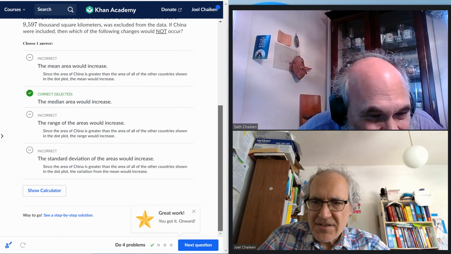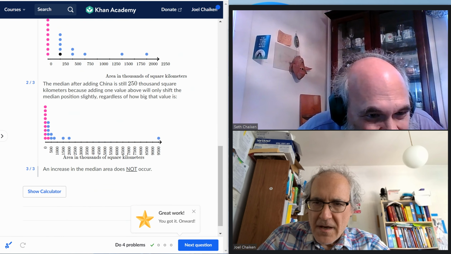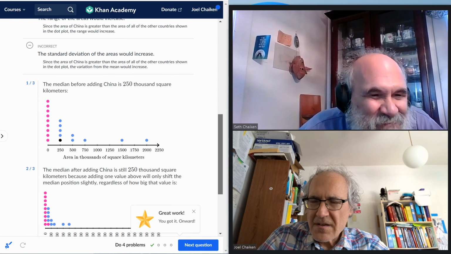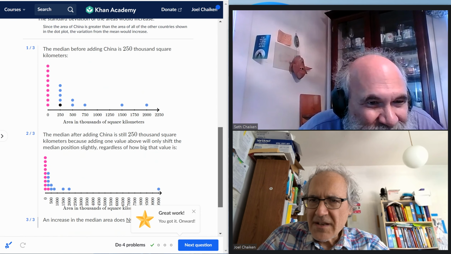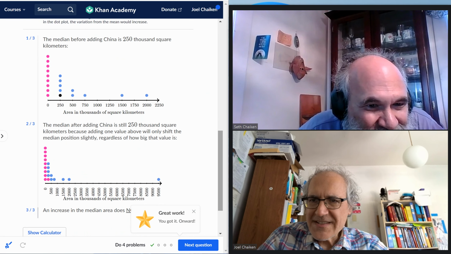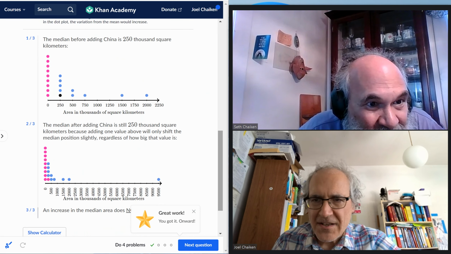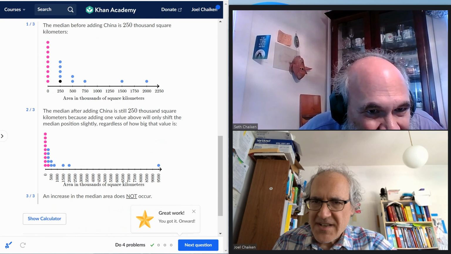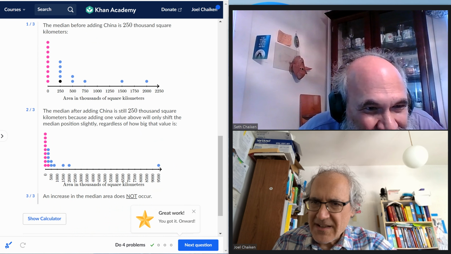Okay, let's see how they actually do it, though. They do it in 3 steps. Step 1, the median before China. Oh, we did that. Wow, look at that. We got it right. The median after China is still that, because adding one value will only shift the median position slightly.